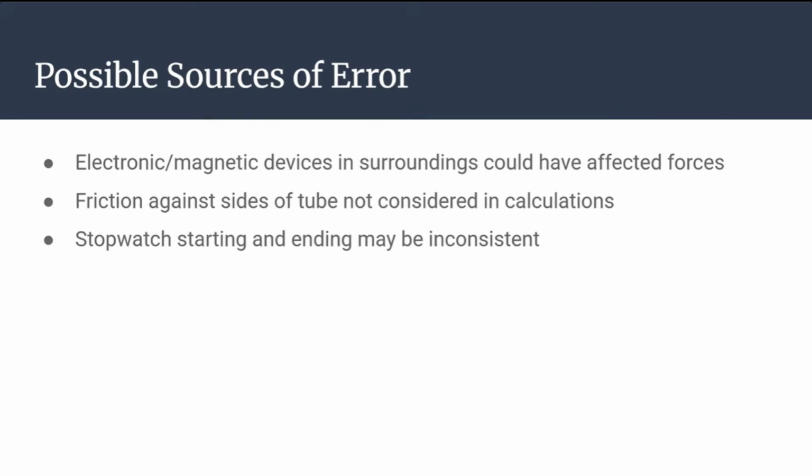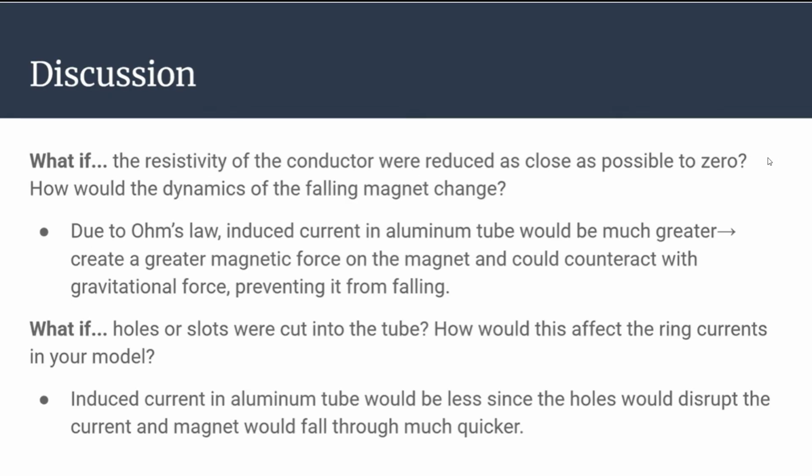Possible sources of error: electronics and the magnetic devices in the surroundings could have affected forces. Friction against the sides of the tube was not considered in calculations, and the stopwatch starting and ending may have been inconsistent during our recording. So here's our discussion.